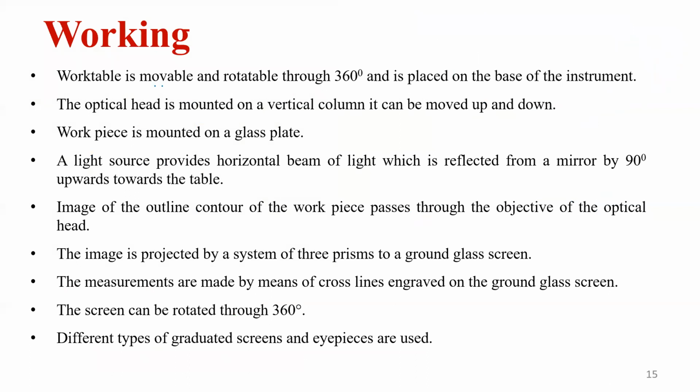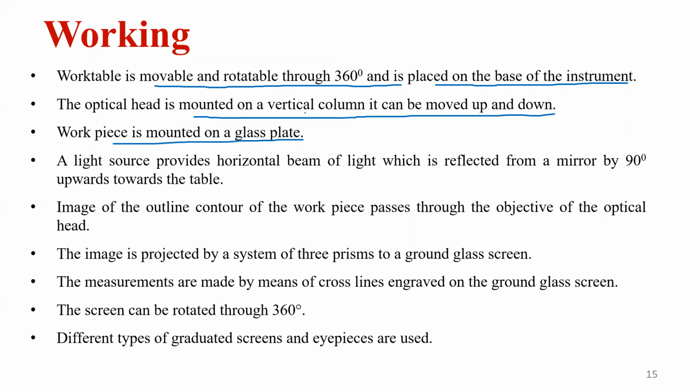So here the work table is movable and rotatable through 360 degrees and is placed on the base of the instrument. Optical head is mounted on the vertical column and it can be moved up and down. Workpiece is mounted on the glass plate, and the light source provides a horizontal beam of light, which is reflected from the mirror by 90 degrees upwards towards the table. Finally the image is projected through the prisms to a ground glass screen.